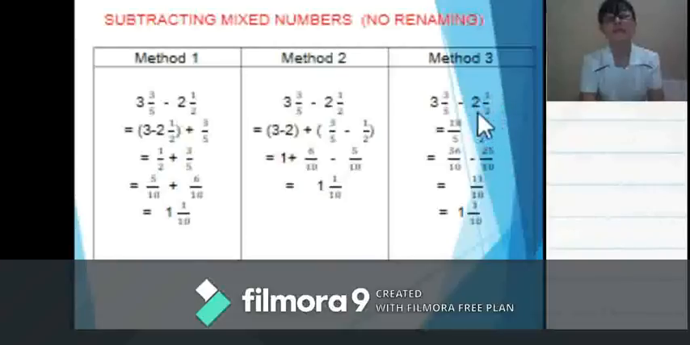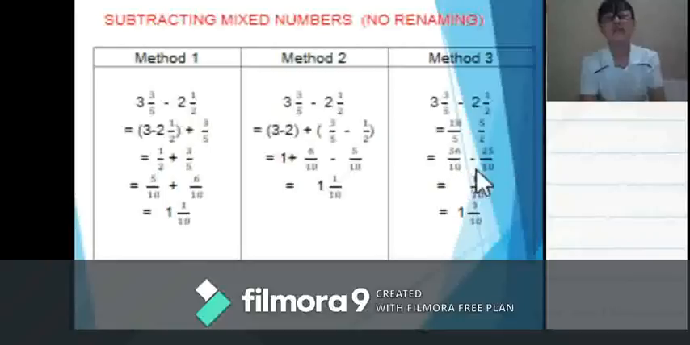Whatever the denominator is, you copy it and bring it down. Since these denominators are different, you have to look for the LCD as we did before. After finding the LCD, since it is the multiple of 5 and 2, the LCD will be 10.